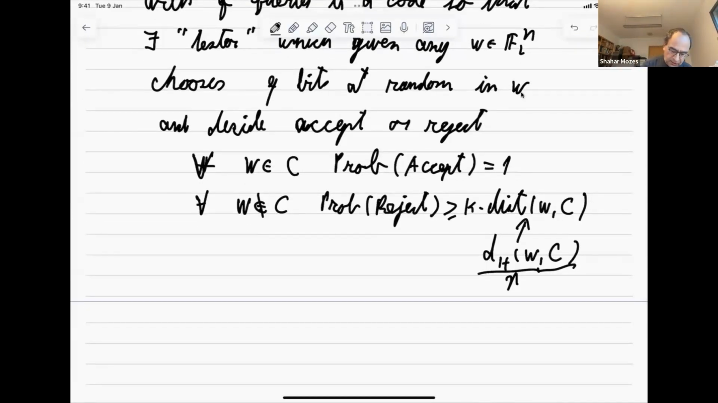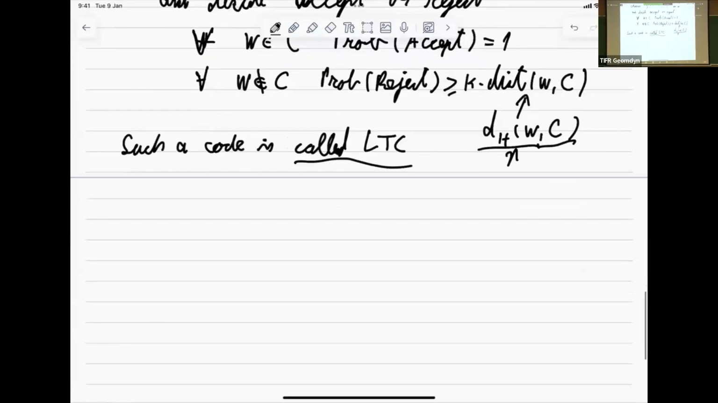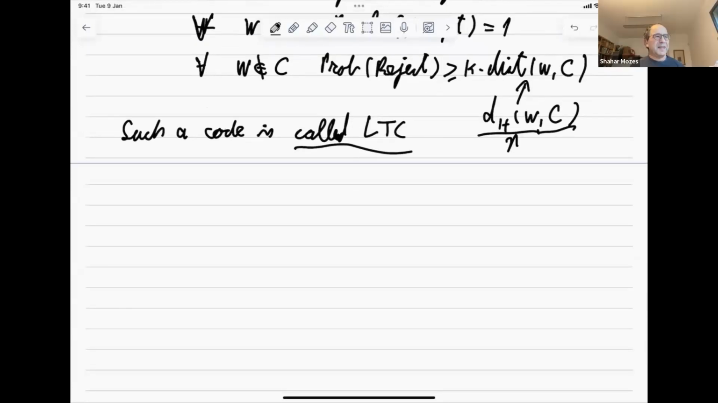Such a code is called an LTC, locally testable code. By the way, I hope that people hear me because there is no feedback, and I hope that it's still working. Okay, there are people who hear me well. Good. It's kind of strange to speak like this, since the corona I haven't taught on Zoom.